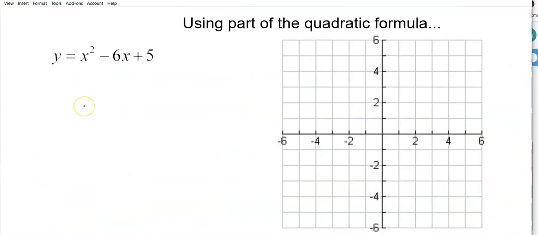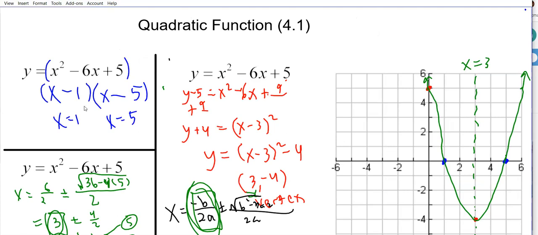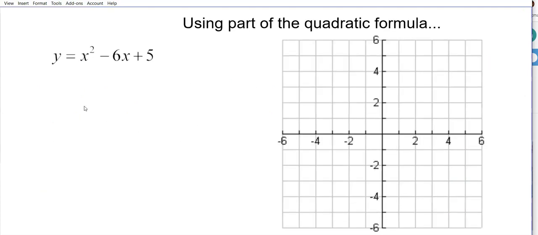Okay, so let's use that part of the quadratic formula. Is this the same problem? It is. So let's do a new one.